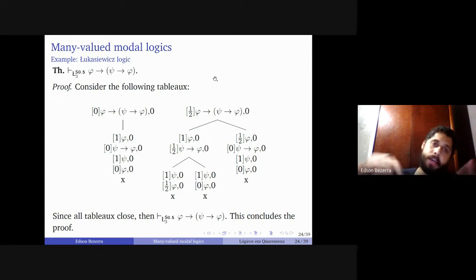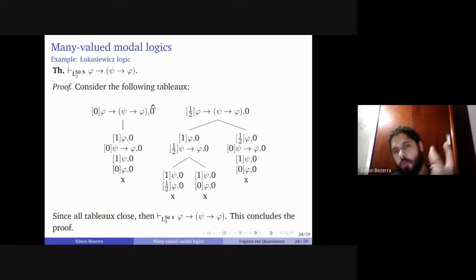So these tableaux have the disadvantage of being very big, depending on the set of truth values you have. In the case of Lukasiewicz logics, it's simple because we have only two non-designated values. But when we have, for example, 3, 4, 5 non-designated values, the verification is very big. It's very long.